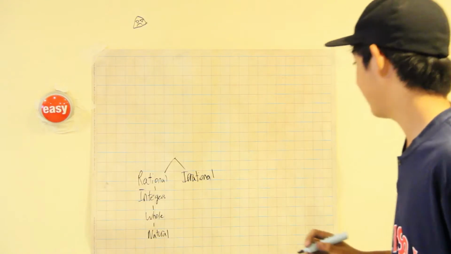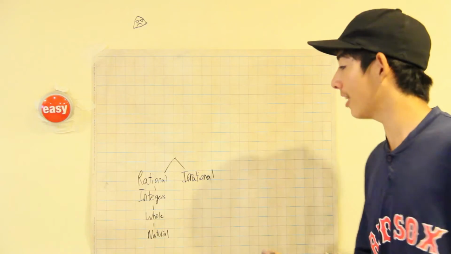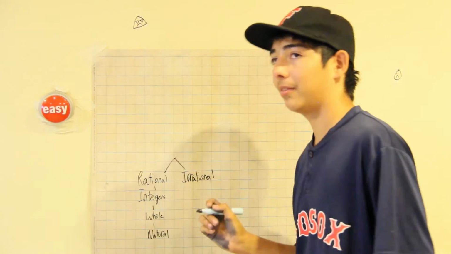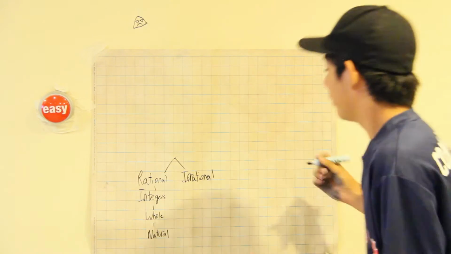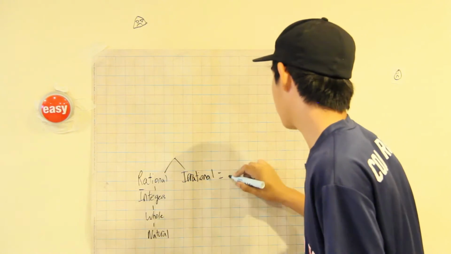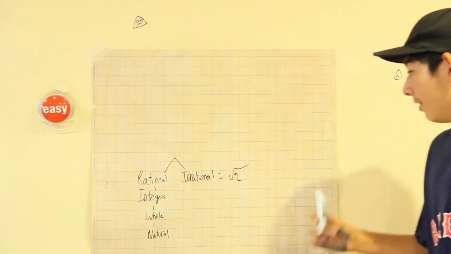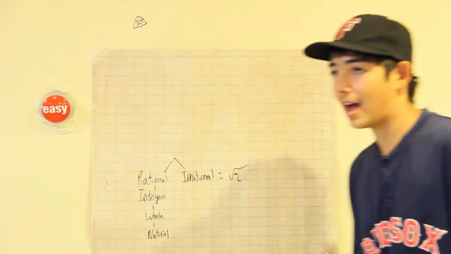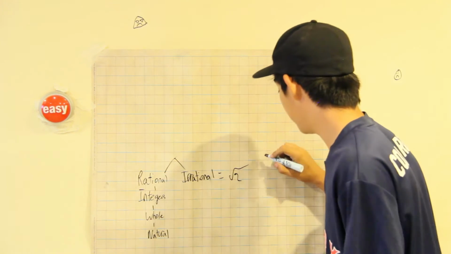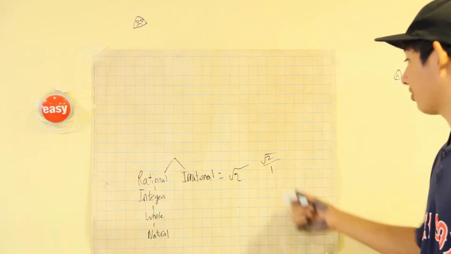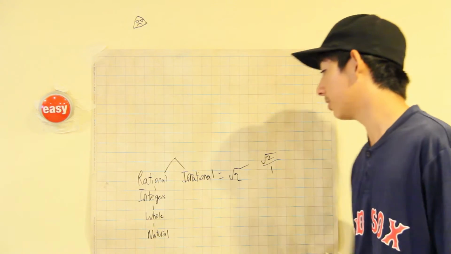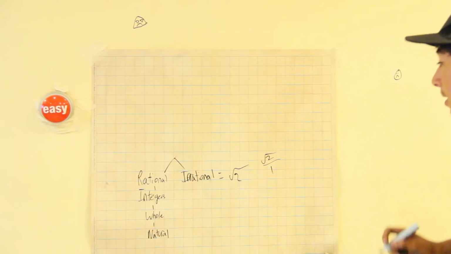Irrational numbers, just as the name implies, are numbers that are not rational. Or another way of saying it is numbers that cannot be expressed as a ratio of integers. So, for example, the square root of 2. You cannot express the square root of 2 as a ratio of integers. The only way you could express it would be as the square root of 2 over 1, which is not a ratio of integers because the square root of 2 does not satisfy the condition for an integer.